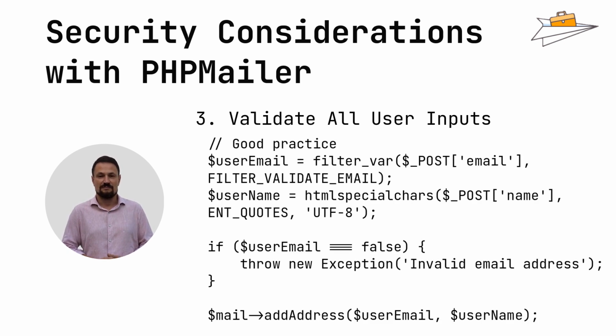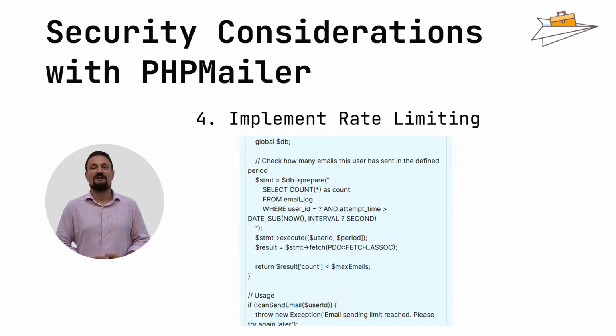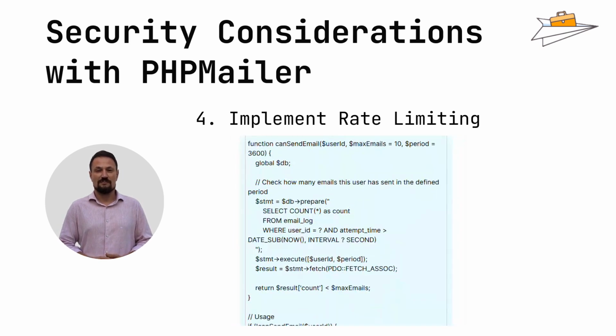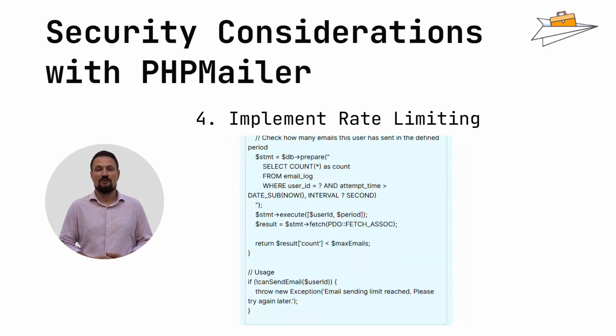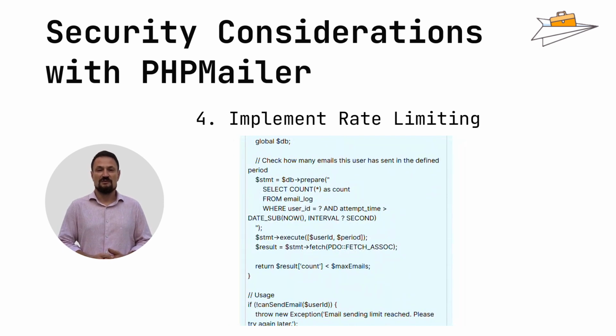Here's the safe version. 4. Implement rate limiting. Want to avoid spam abuse from your app? Set up rate limits. Here's a quick example. You protect your infrastructure and your sender reputation.